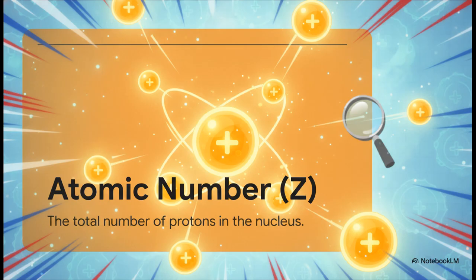It's super simple, but absolutely crucial. The atomic number is just the total number of protons located right there in the nucleus of an atom. This number is literally the atom's unique fingerprint. If you change the number of protons, you physically change the element itself.